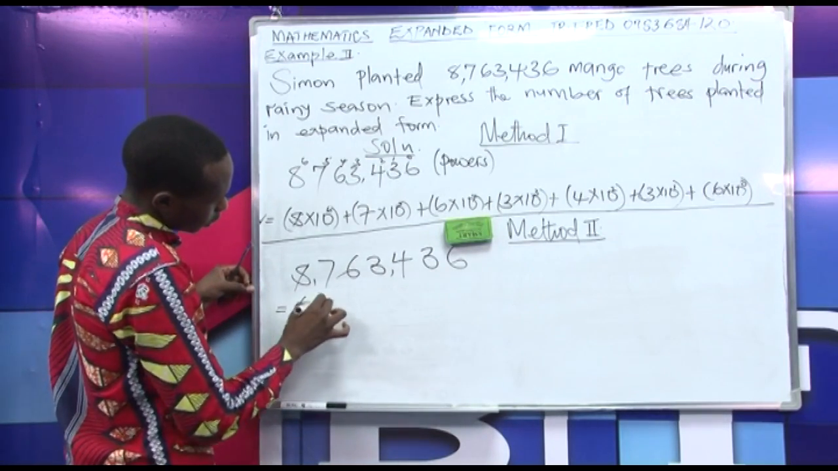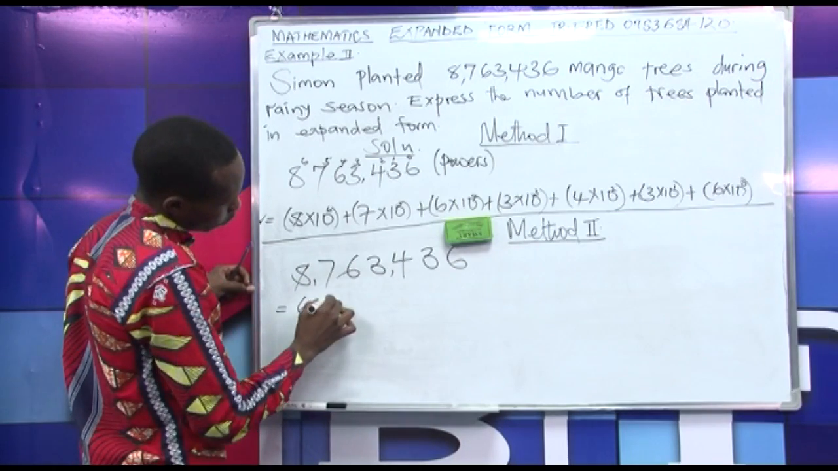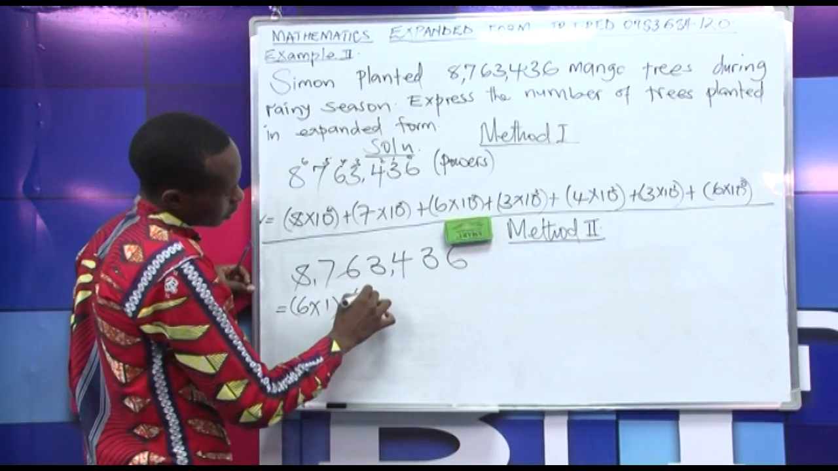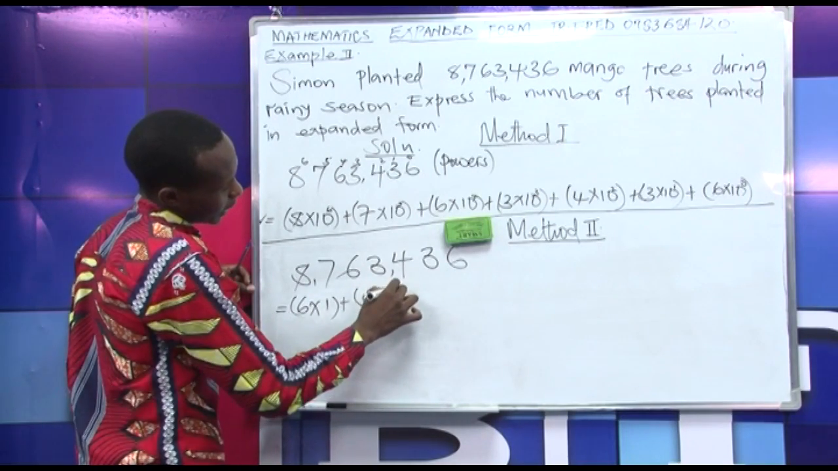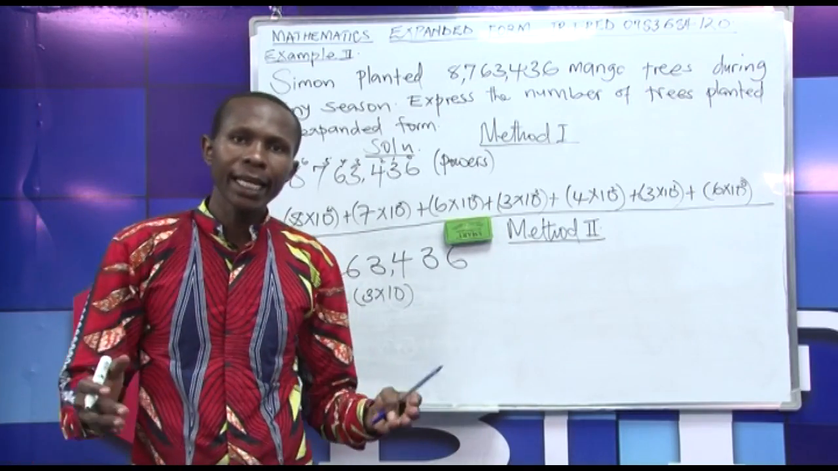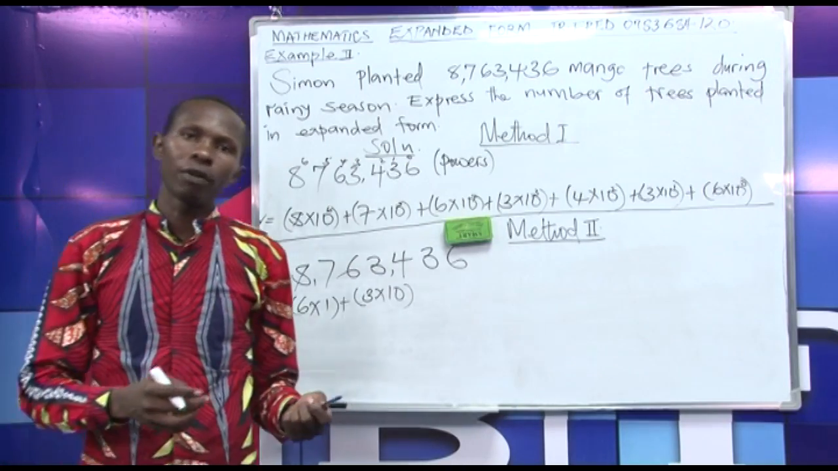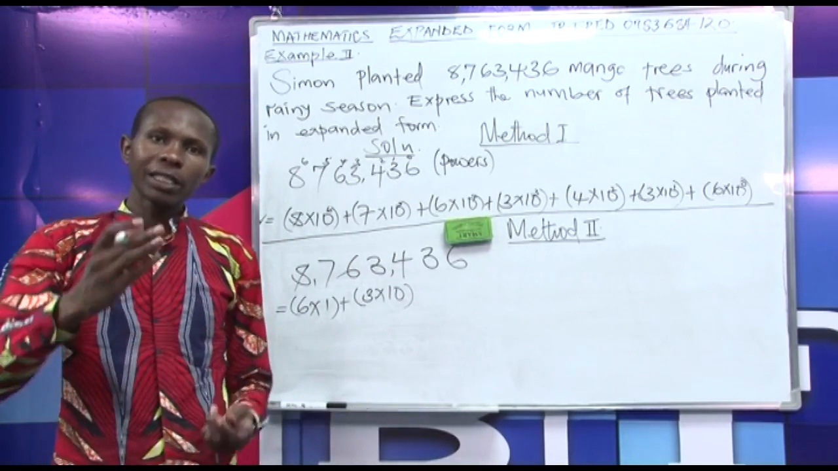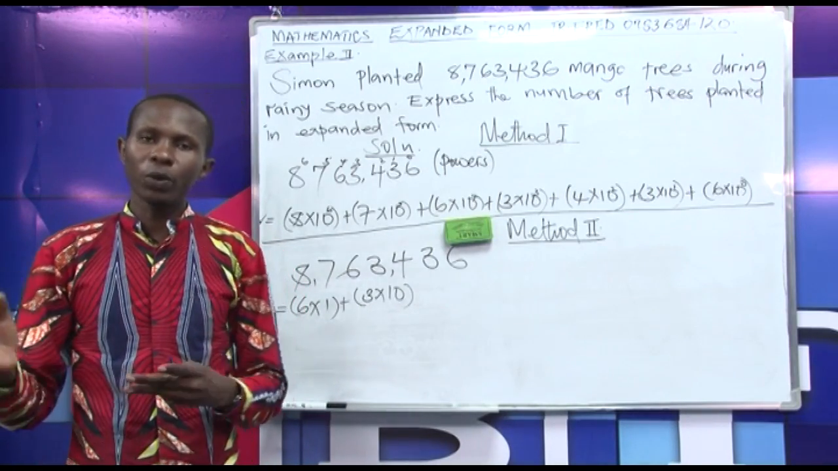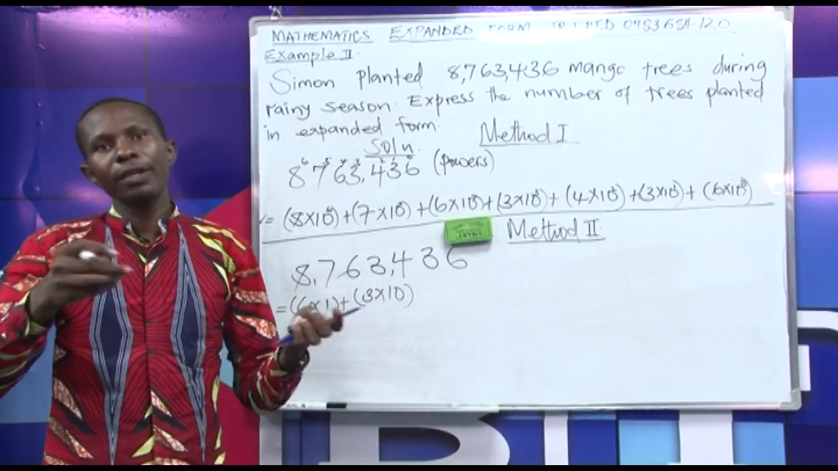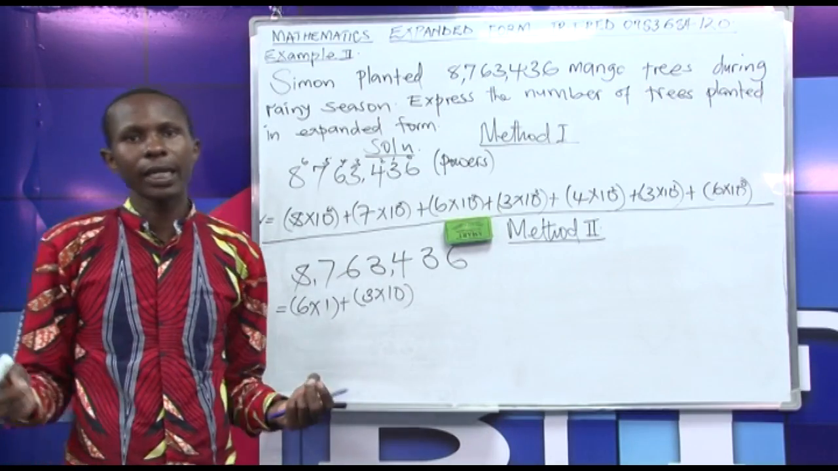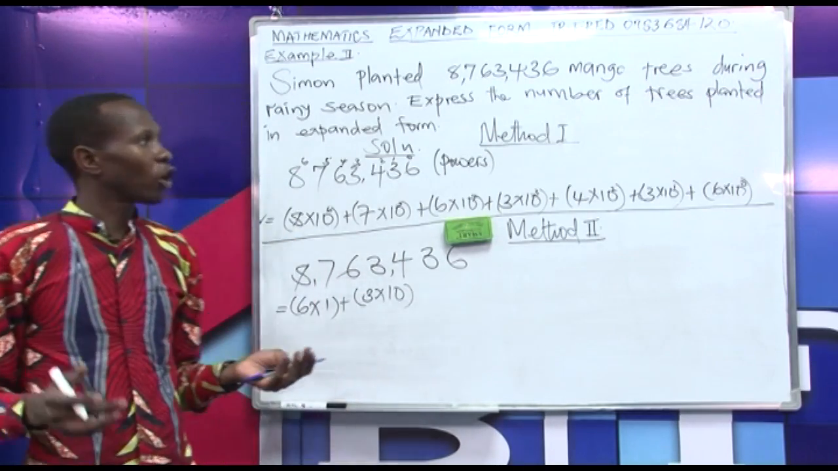So we shall say this is 6 times 1, the place value of 6 is 1, plus 3 times 10. Why are we multiplying by 10? We are multiplying by 10 because 3 is under the place value of 10s. So we get the digit times its place value. So what we come out with will be the value. Those who have been following us know what is supposed to be done and what we have been doing since we started this topic.